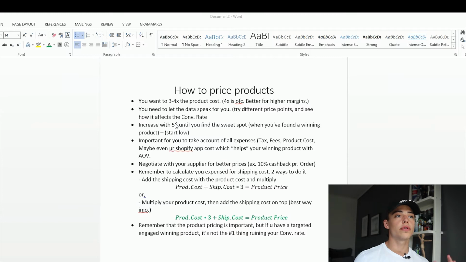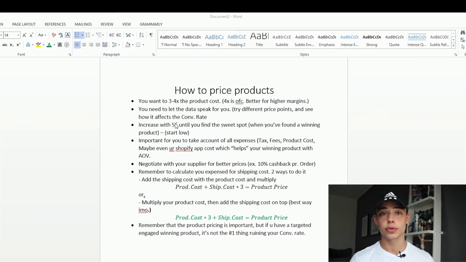And it's very important for you to take account of all your expenses, because it's not only the product cost which is going to be an expense for you. You have fees, Shopify fees, PayPal fees, Stripe fees, whatever type of payment service you're using. You have your product cost, you have taxes as well, because in Denmark we have high taxes. That might be different from the States or another place around the globe, so you want to take that into account when you're pricing your product.